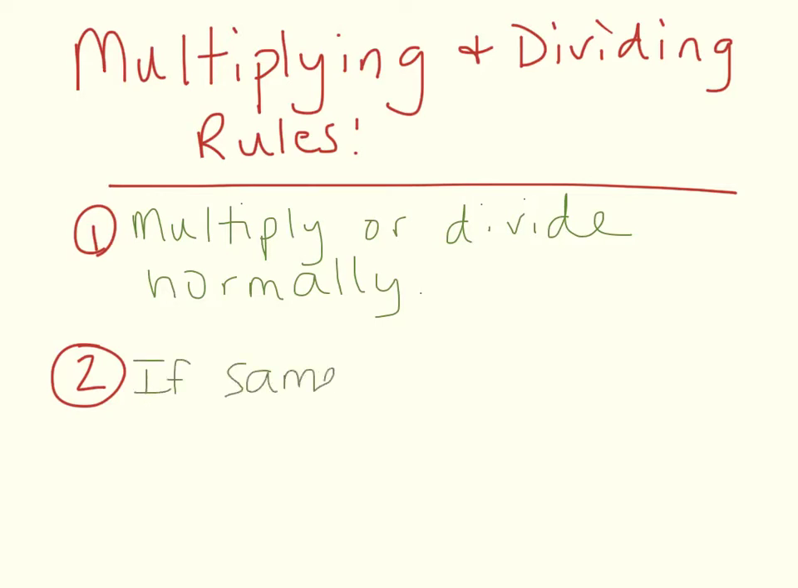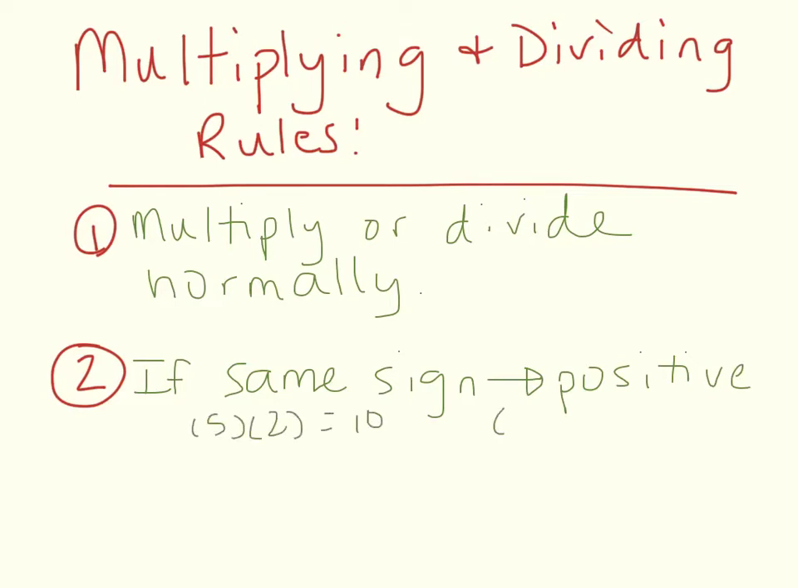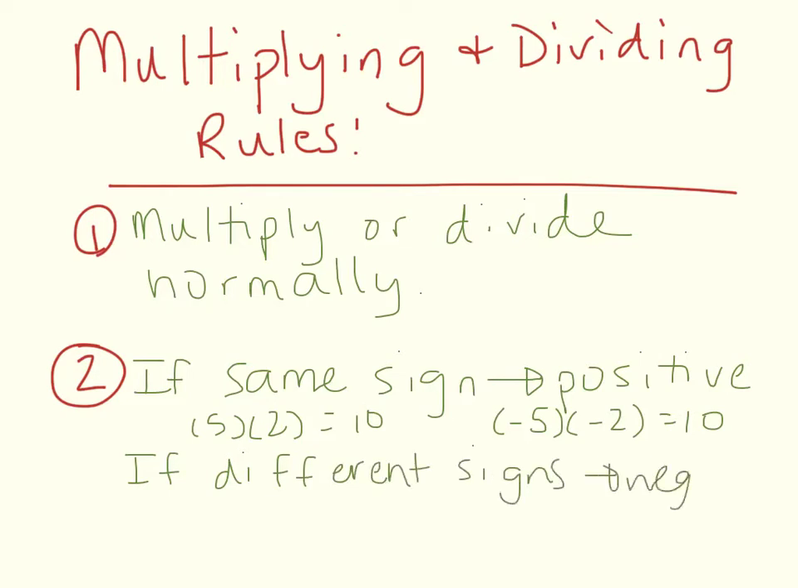If the two numbers have the same sign, my answer is positive. So for example, if it's 5 times 2, it's 10, and if it's negative 5 times negative 2, it's also 10. If they're both positive or both negative. Or if the signs are different, then our answer is going to be negative. For example, if it's 5 times negative 2, my answer is negative 10. And if it's negative 5 times positive 2, my answer is also negative 10.